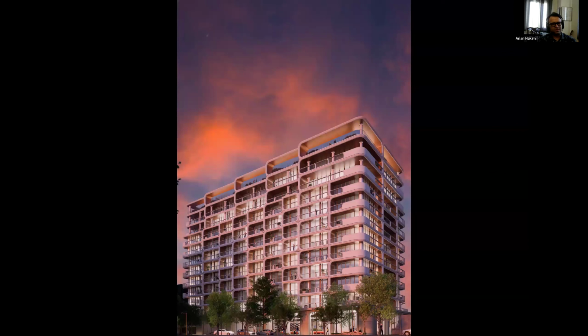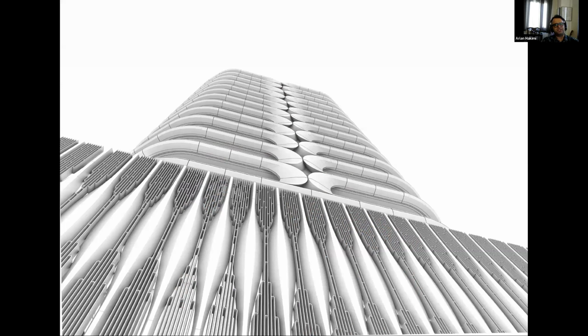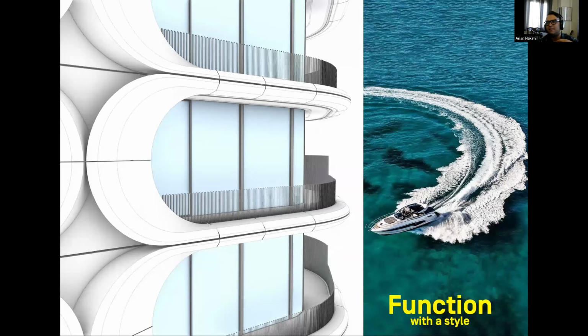And this is also another exterior rendering. Our recent competition that we participated in was in the north of Iran. It was close to the Caspian Sea, and our initial idea was how, when you are inside the building, it could transcend your experience as if you are experiencing it inside a yacht. So this was based on that concept.